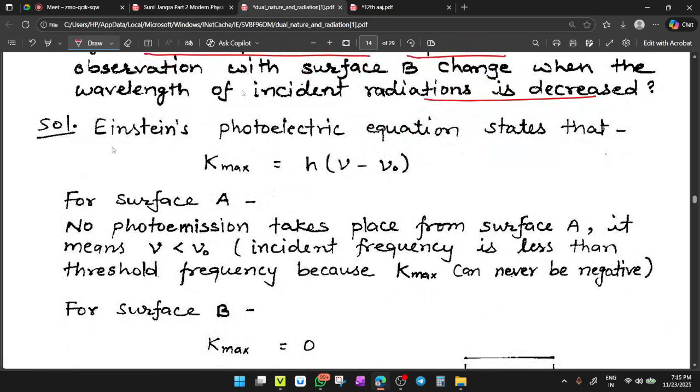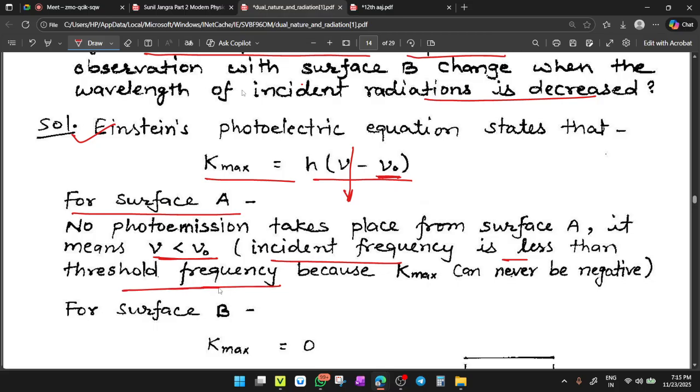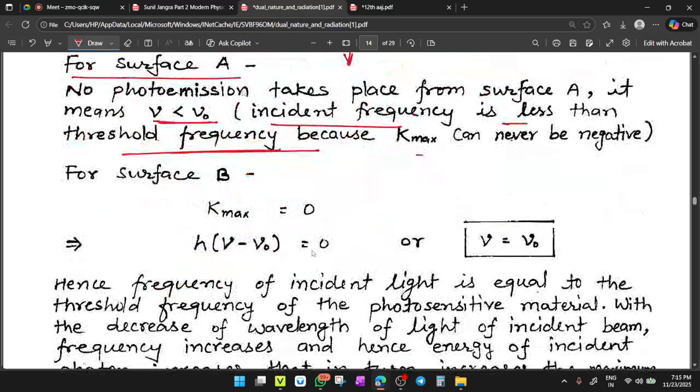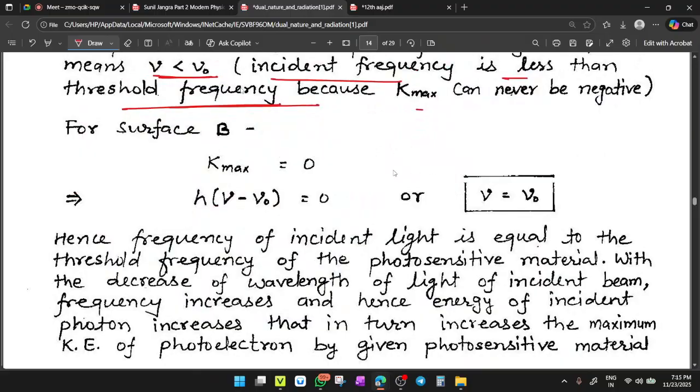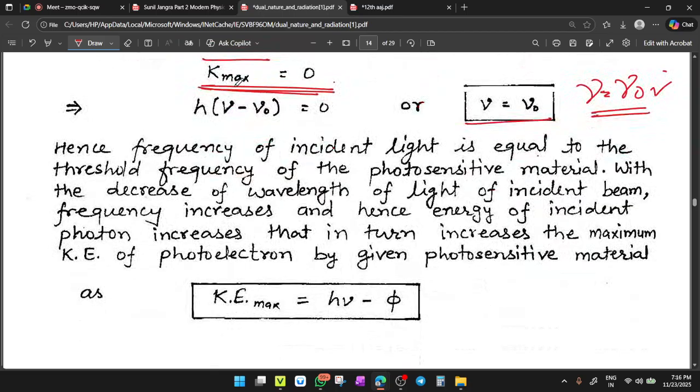Yes, so let us read. Einstein photoelectric equation: K max equals h times (nu minus nu naught). For surface A, no photo emission takes place. Why? Because the incident frequency is lesser than nu naught. Incident frequency is less than the threshold frequency, and because K max can never be negative, no photoelectric emission takes place. For the second case, as the kinetic energy becomes 0, nu minus nu naught equals 0. This means nu equals nu naught. Clear?